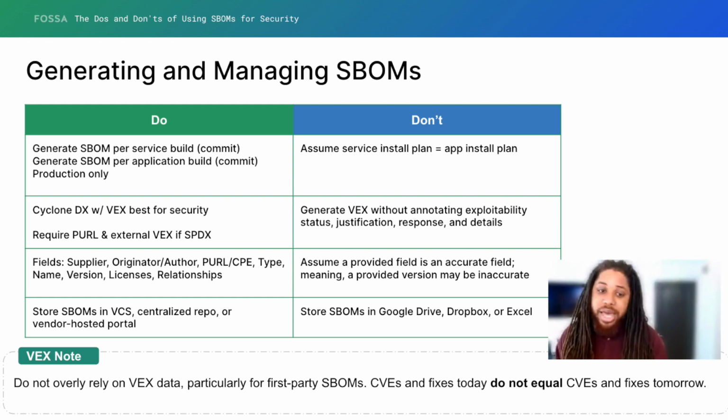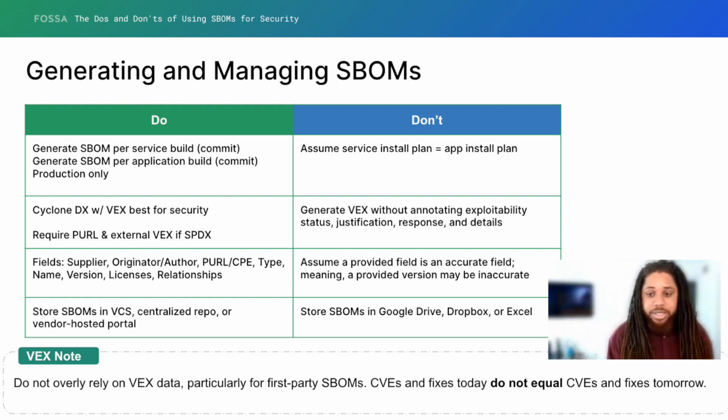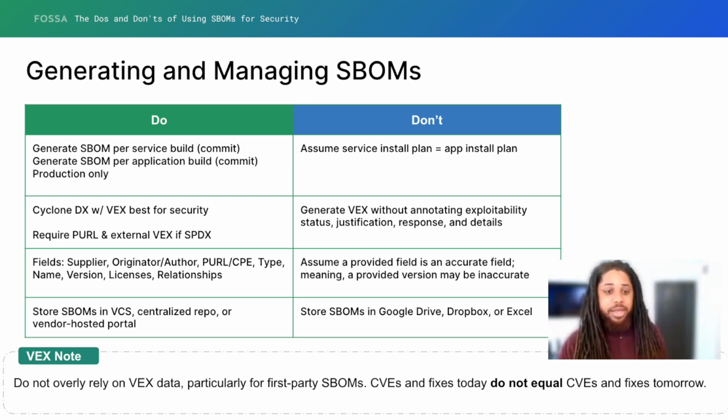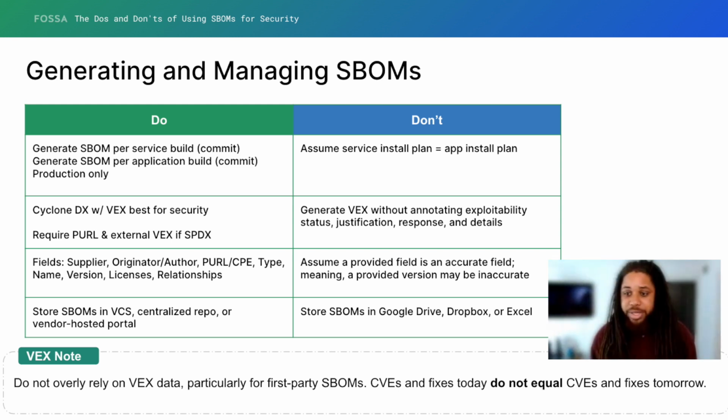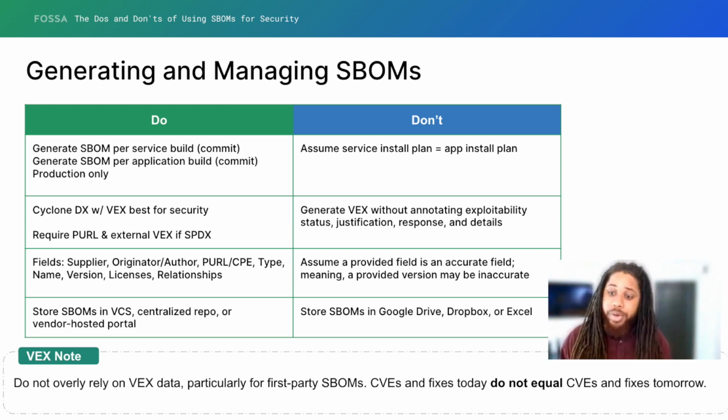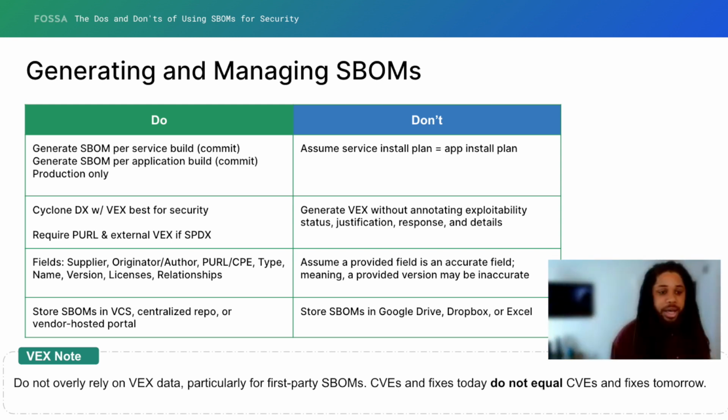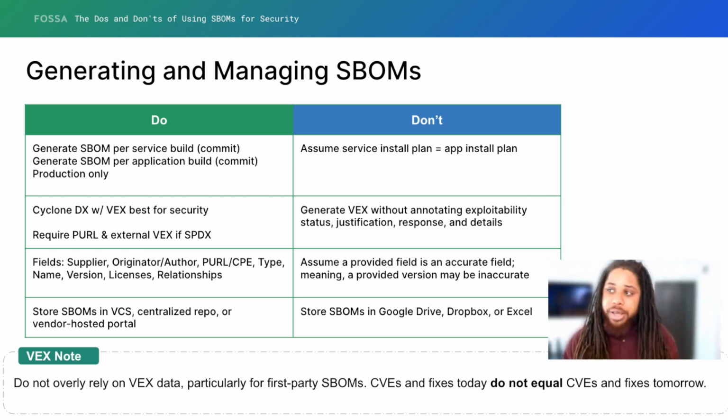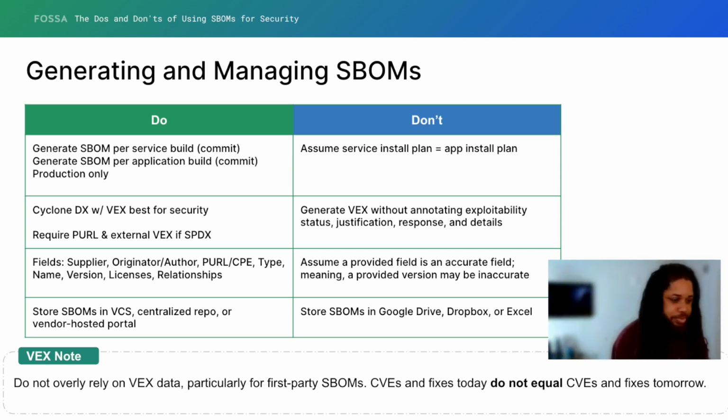The don't side of that is you cannot assume that the individual install plan for a service will be the same as that final application install plan, even though knowing both is very important. So do keep that in the back of your mind as you think about where you choose to integrate for your SBOM management or your SBOM generation activities.